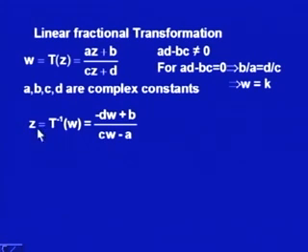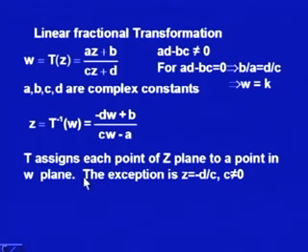That means the transformation is invertible, and an invertible transformation is always 1 to 1 and onto. So, we can say that T assigns each point of the Z plane to a point in the W plane, and similarly T inverse assigns each point of the W plane to a point in the Z plane. The exception is the point Z equal to minus d by c when c is not 0.